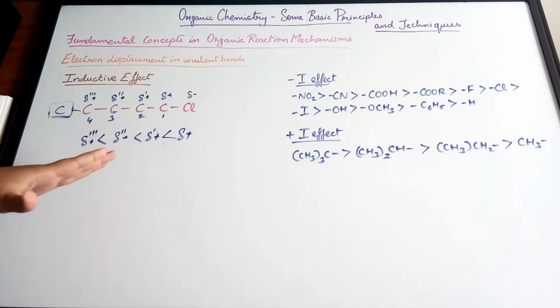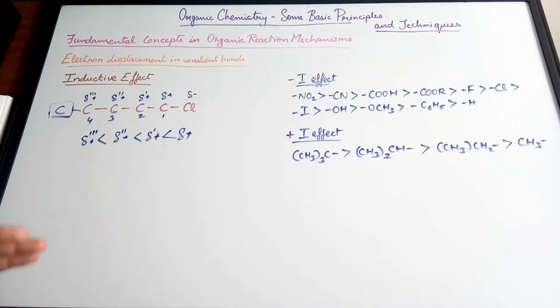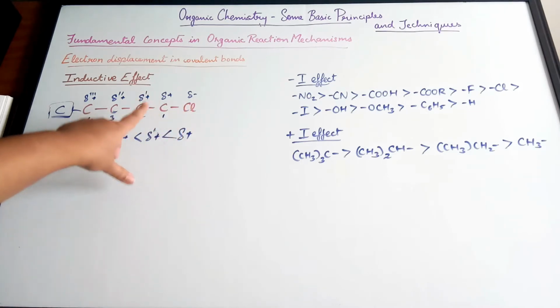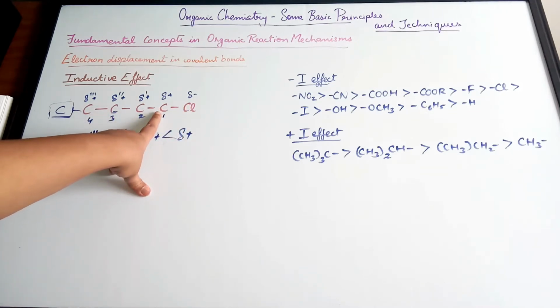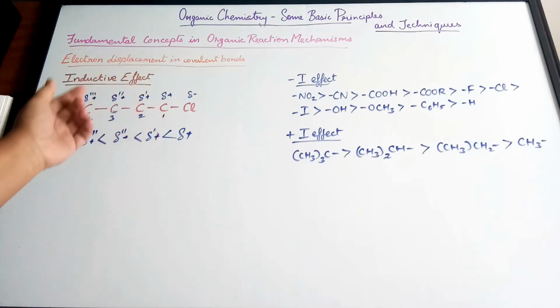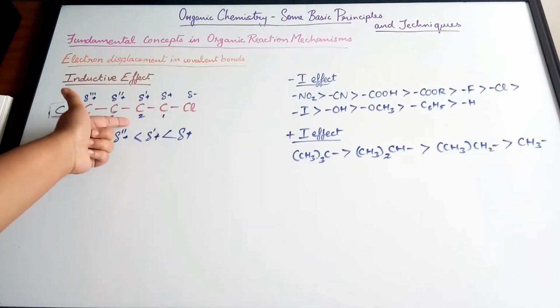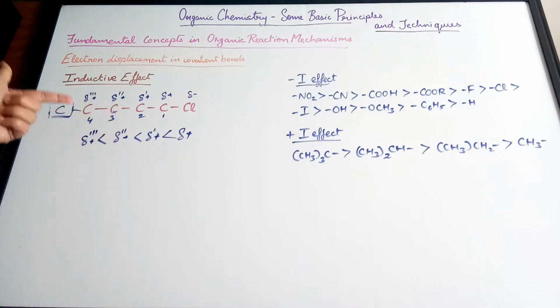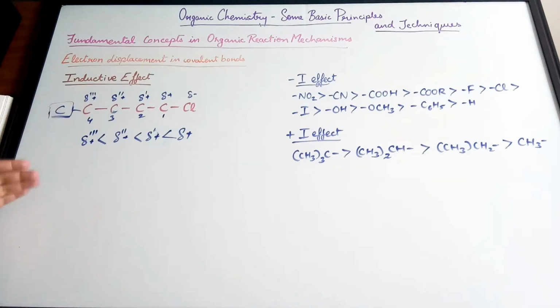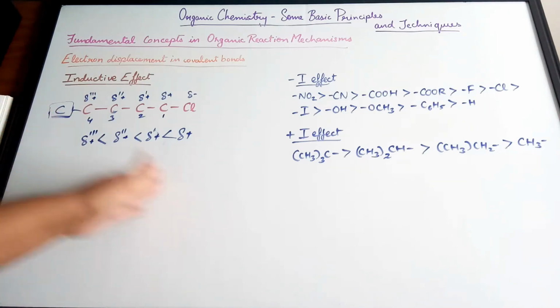First of all, chlorine and carbon. Between chlorine and carbon, chlorine is more electronegative than carbon. So it pulls the electrons towards itself and leads to the formation of a partial negative charge. So obviously the carbon will get a partial positive charge, and it will try making up for this partial positive charge by pulling some electrons from this second carbon, and this happens up till carbon number 4, and then after that the effect is decreased or negligible.